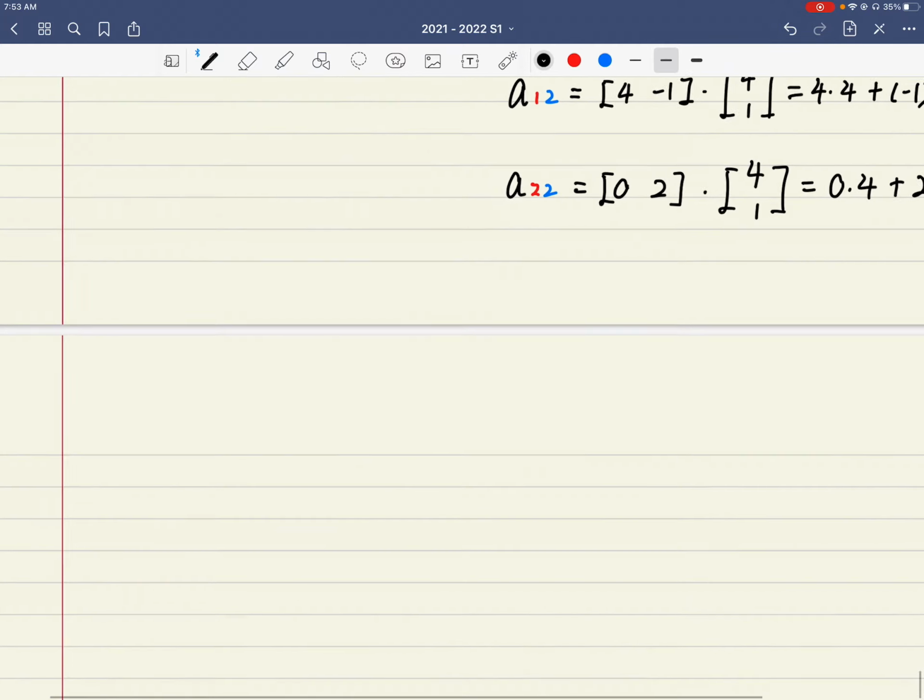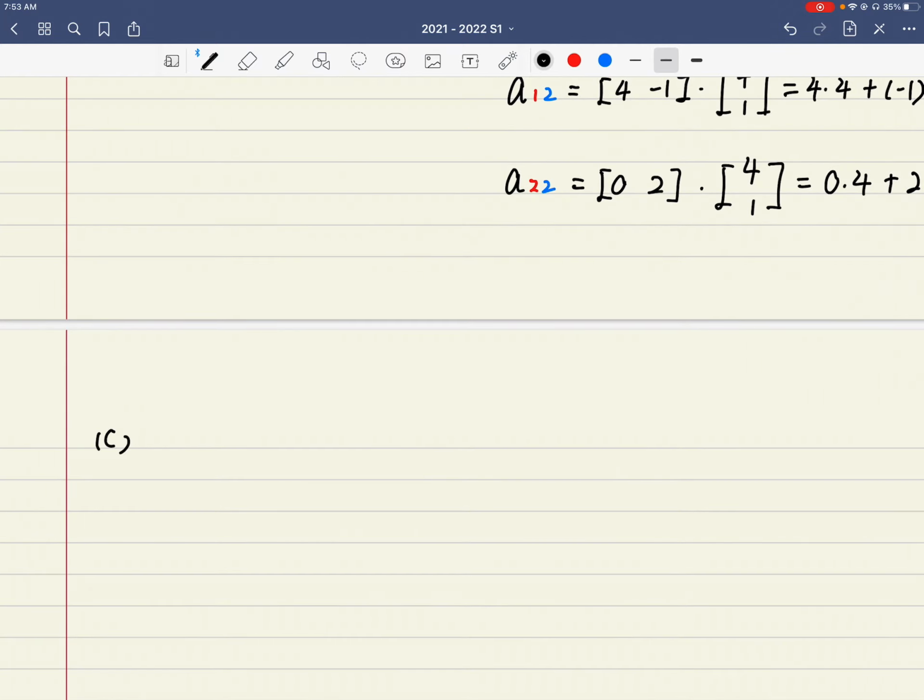Part C, we have something called the transpose. So it's D transpose times minus E transpose. So what is the transpose? D is a 3 by 3 matrix. First row 1, 5, 2, second row -1, 0, 1, third row 3, 2, 4.